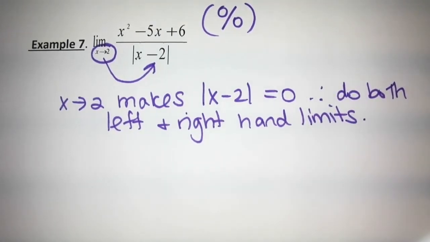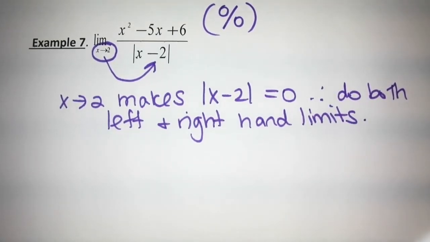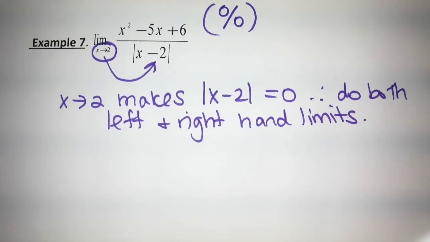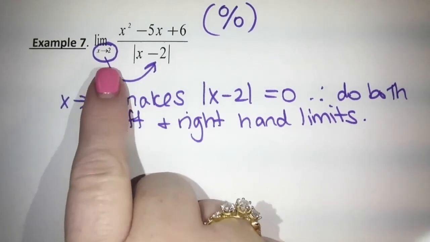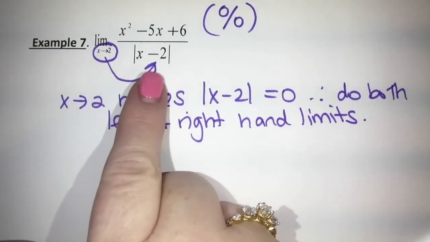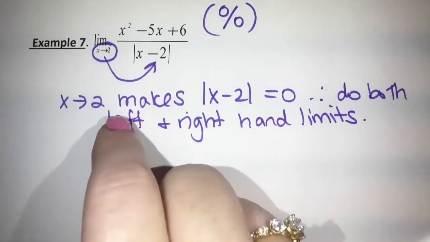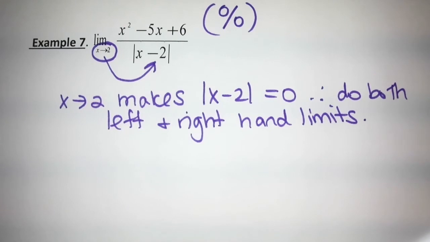Now we'll do lots of different practice questions at prep, and so there'll be other examples where x tending to 2 won't make whatever the absolute value is equal to 0, and then we only do the limit of that number. We don't have to do right and left hand limits. But if the number that x is approaching makes your absolute value equal to 0, so if it was x approaching 3 of x minus 3, that would make it 0 again, and that would mean do both left and right sides.